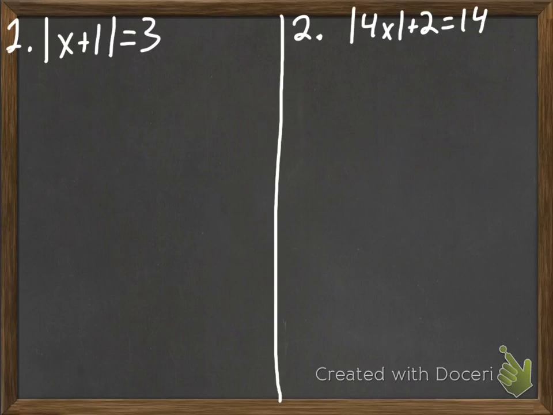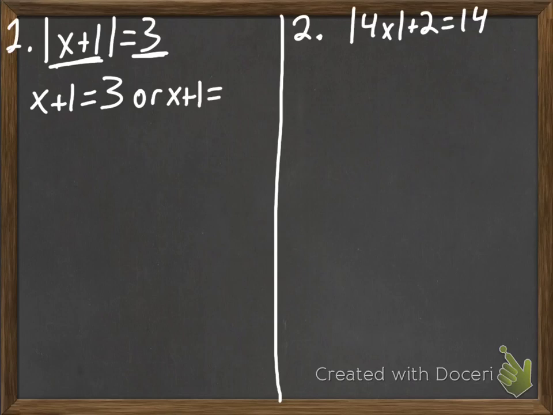So as soon as we realize that it's positive, what we do is we split it into those two equations. We take this out and we say that x plus 1 equals 3, or x plus 1 equals the opposite of 3. Well, this is a positive 3. The opposite of positive 3 is negative 3. And now we can solve. Now we have something similar to what we were working with in the last lesson. It's just instead of inequalities, we have equal signs.